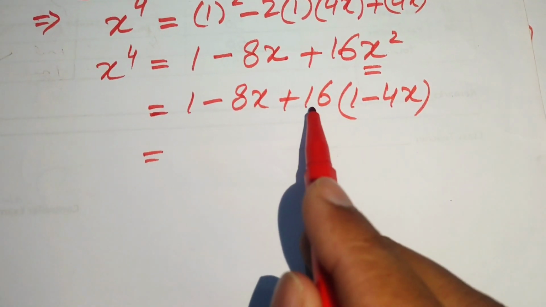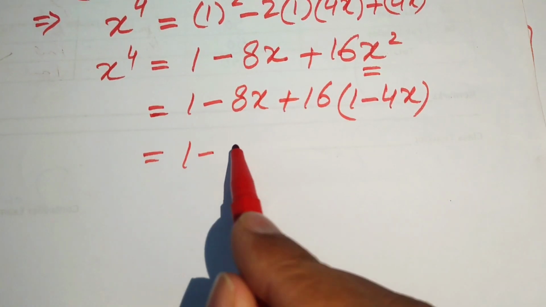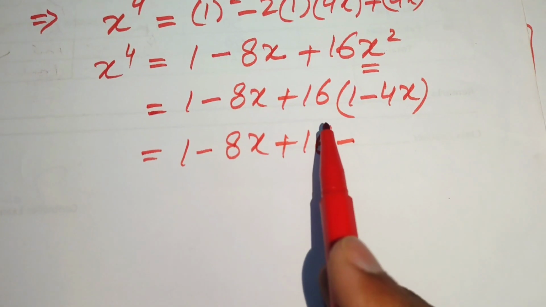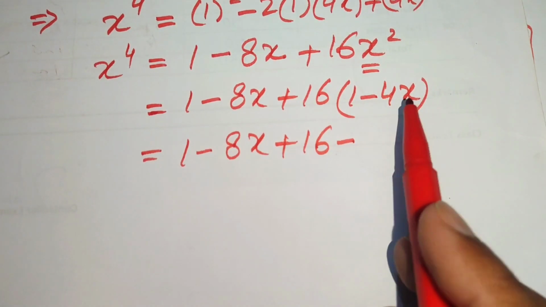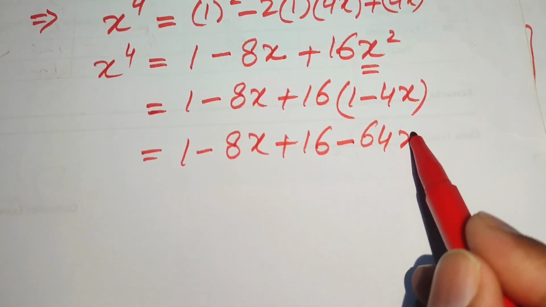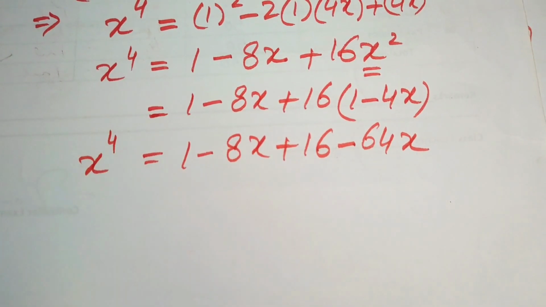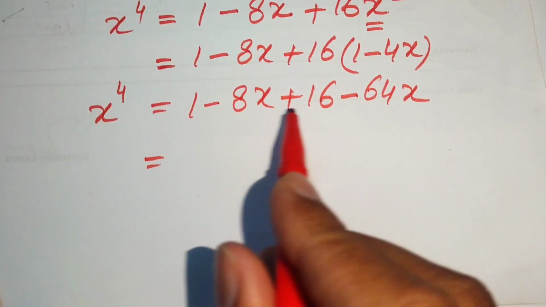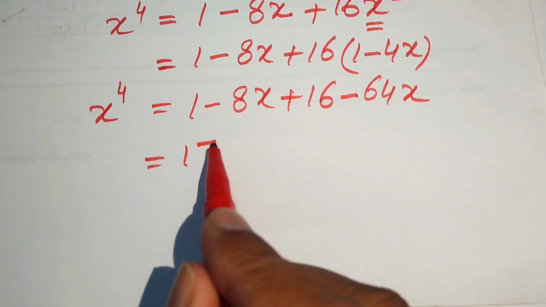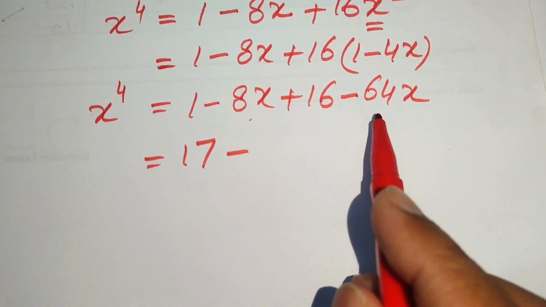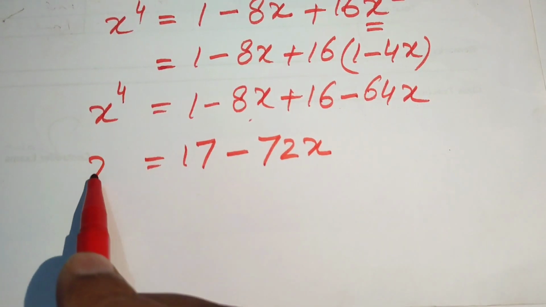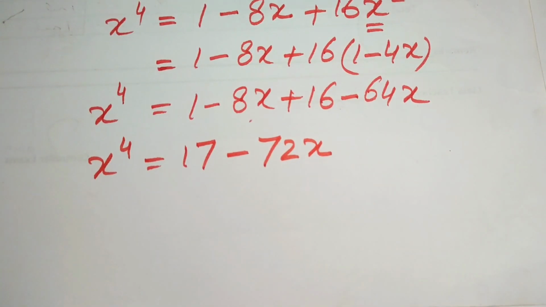So further we need to multiply the 16 on both of these terms, and it will be written as 1 minus 8x plus 16 minus, here you see that 16 times 4 becomes 64x, and in the left hand side we have x to the power of 4. So now we need more simplification, and we have 1 plus 16 is equal to 17, and minus 8x minus 64 equals minus 72x. So here you have x to the power of 4.